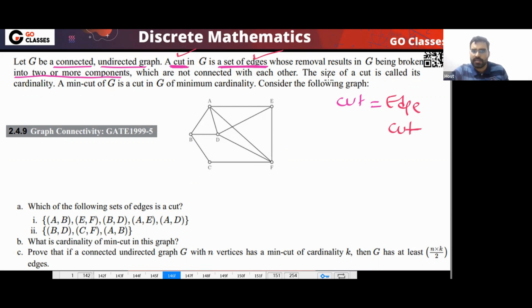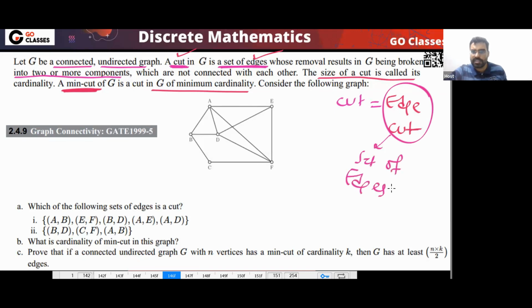Next, the size of a cut is its cardinality. Next, the min cut. Min cut is the minimum cardinality edge cut. Remember, edge cut is a set of edges whose removal will disconnect the graph. Now this graph is given to you and the question is asking, is this an edge cut?